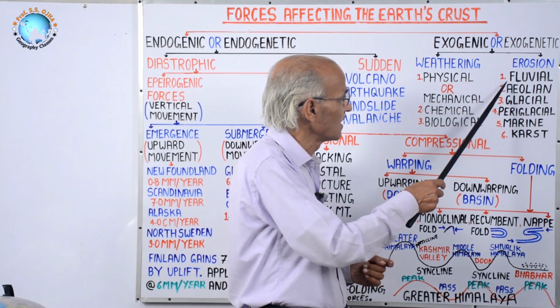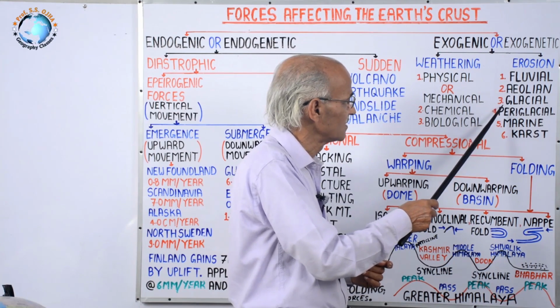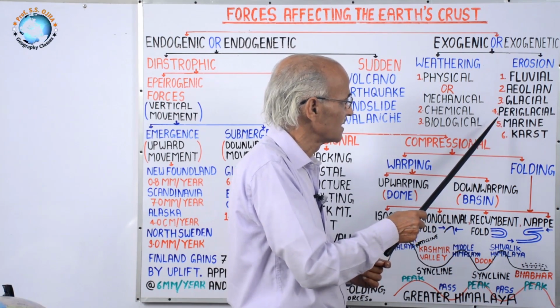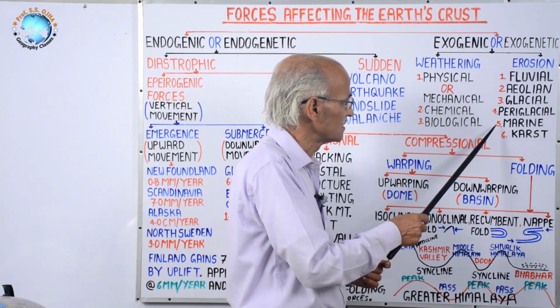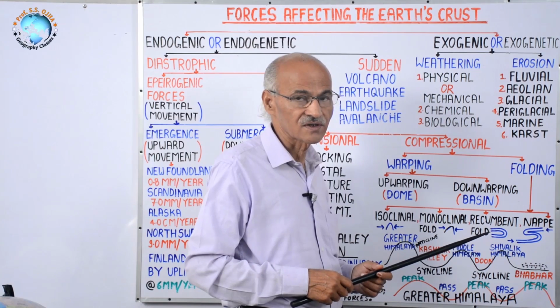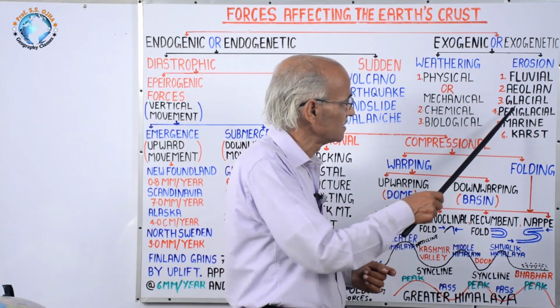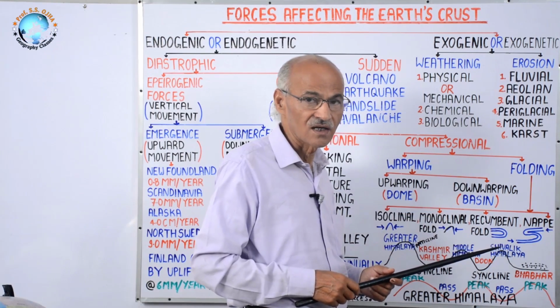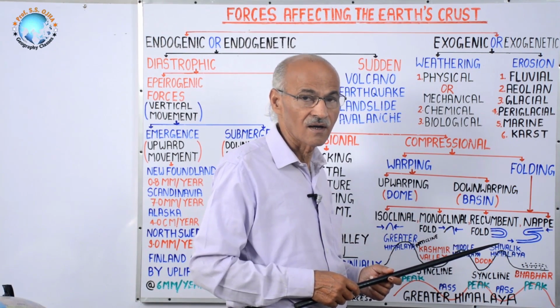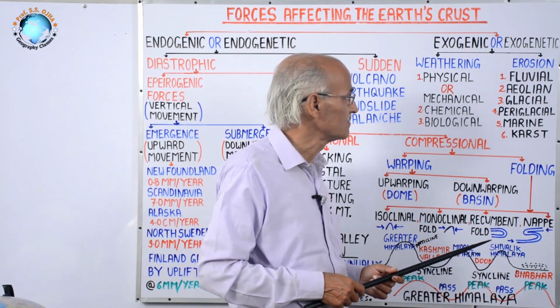In the same way, after fluvial process, aeolian process works, means wind, glacial process, glaciers, periglacial process, marine process, and karst process. These are processes that transport the weathered material from higher areas to lower areas, and this is being deposited either in lower areas or in the geosynclines or in the ocean basins.